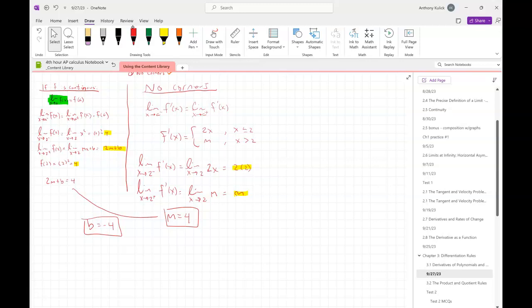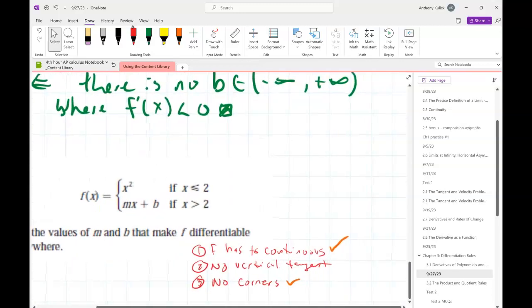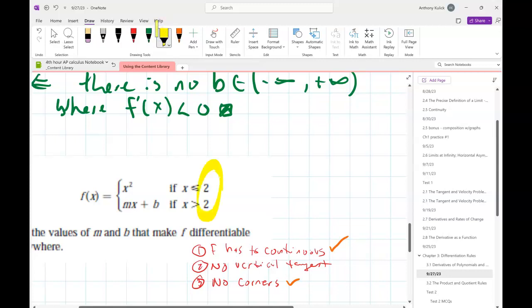But really it boils down to this. I need to figure out the m and the b that make f continuous, or make the values equal before 2 and after 2. And then the same thing with the derivative, right? When I take the derivative, I need the m and the b that make it equal before 2 and after 2. That's it. That's all I did.